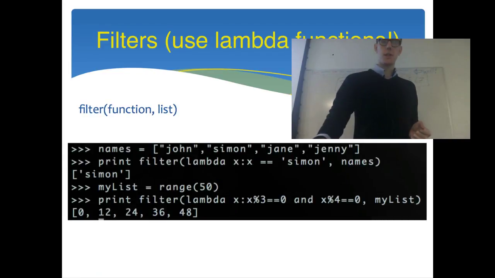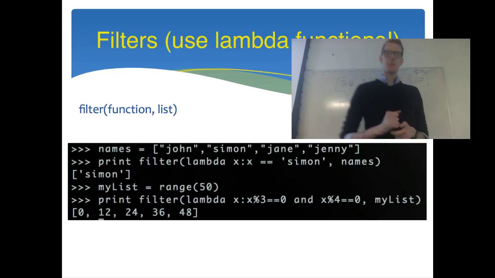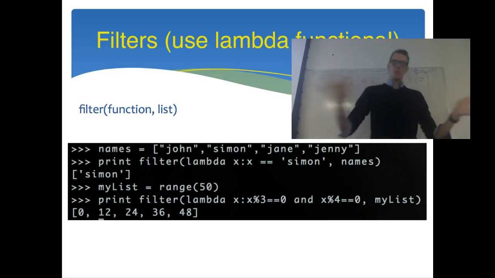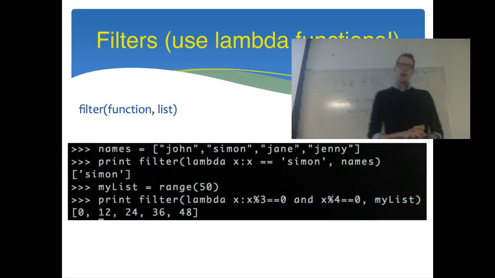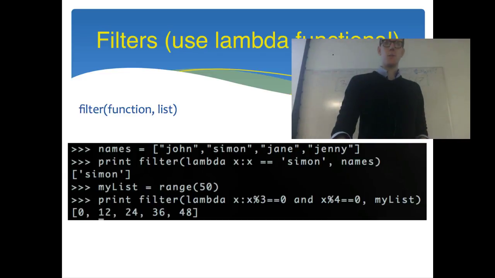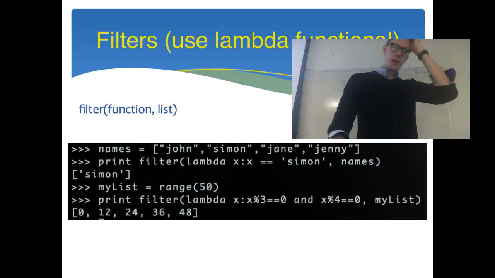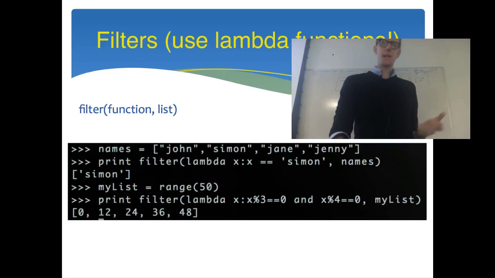Awesome. Okay, so let's see some other examples. This is a very basic example first. If I have a list of names, I can filter that list by a lambda function that only includes the names of x where x is equivalent to Simon on my list of names. And we get a list that only contains Simon. But we can build up more complicated lambda functions.